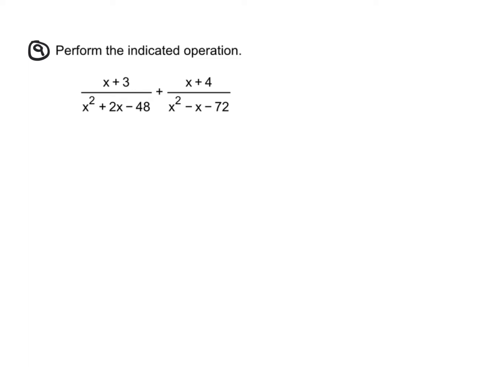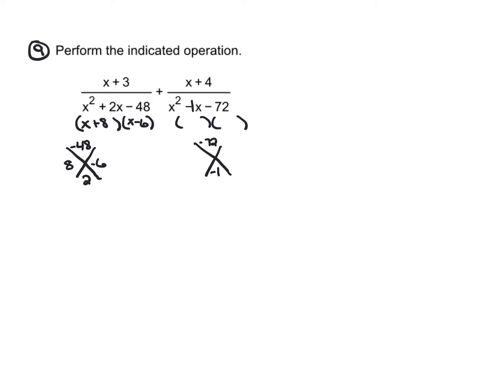Okay, this one I've got to factor the bottom for both of these. Okay, so I know it's going to be x times x. I'm looking for two things that multiply to negative 48 and add to 2. That's a positive 8 and a negative 6. So I do plus 8 and minus 6. Now I need two things that multiply to negative 72 and add to negative 1, right? And that could be a negative 9 and a positive 8. So this is x minus 9, x plus 8.